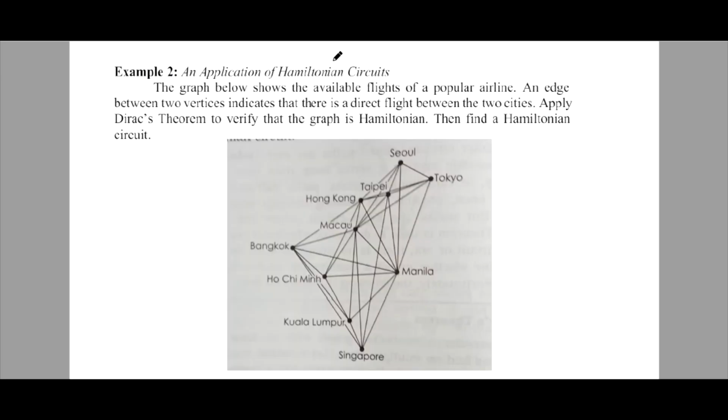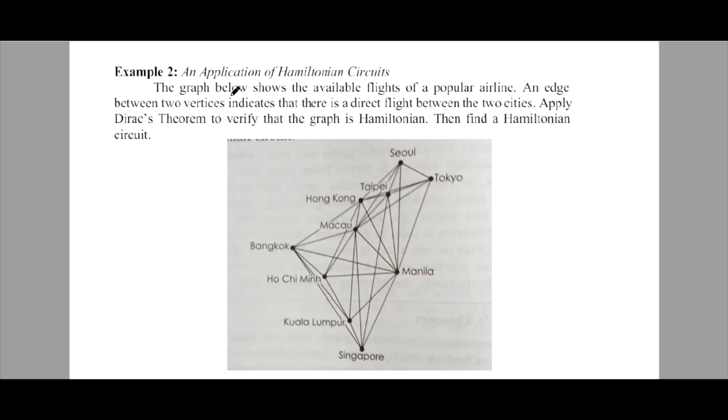Now let's have this application. The graph below shows the available flights of a popular airline. An edge between two vertices indicates that there is a direct flight between two cities. Apply Dirac's theorem to verify that the graph is Hamiltonian. Then find a Hamiltonian circuit.